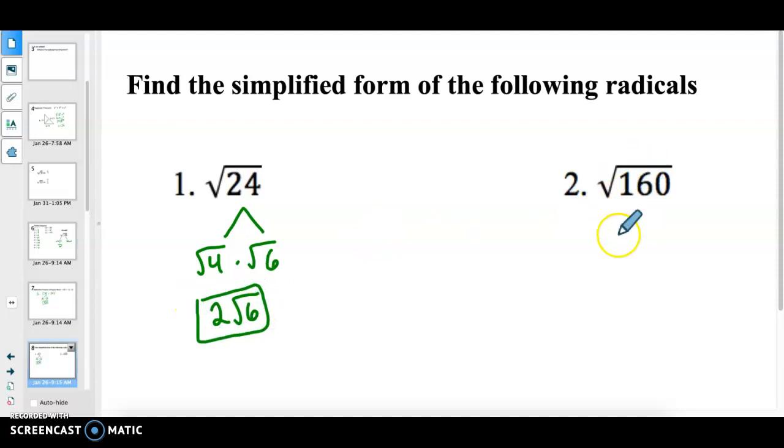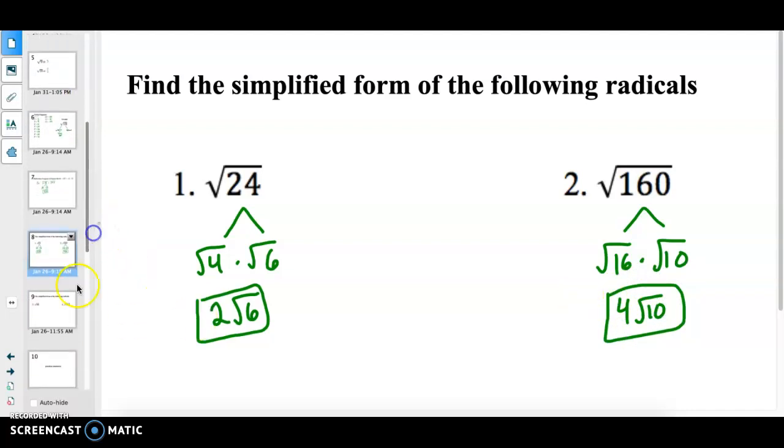With 160, hopefully you can see right away there's a 0 on the end. If I ignore the 0, I'm left with a 16. So 16 is one value inside of this, and 16 times 10 is 160. So square root of 16 is 4, and then 10 has no perfect squares inside of it, so we're just going to leave it as square root of 10.